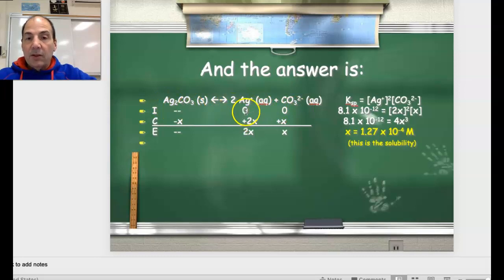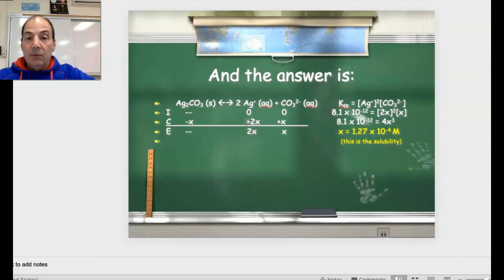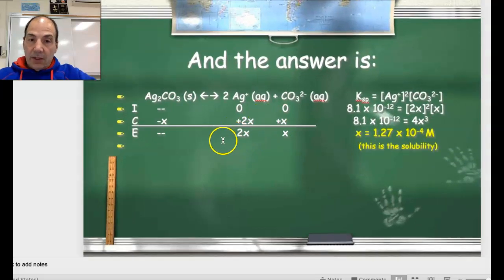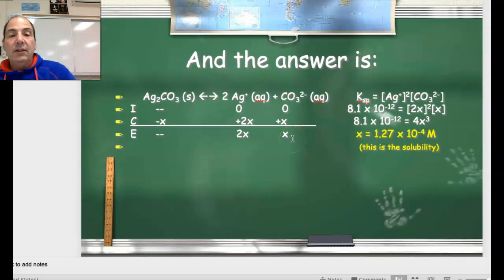Okay, I know that the first line is always going to be the same thing. The solid we don't care about. These are going to start at 0. The solubility is going to be negative x. That means this is going up by 2x. That's going to be x. So we're going to end up at 2x and x. So really, the ice table is almost not needed in this case.